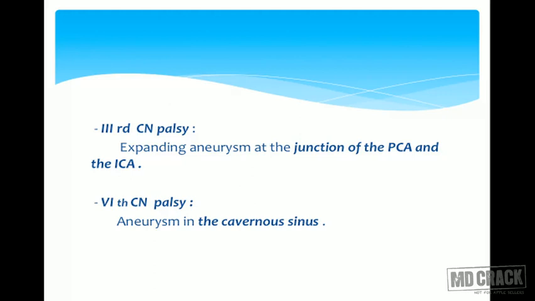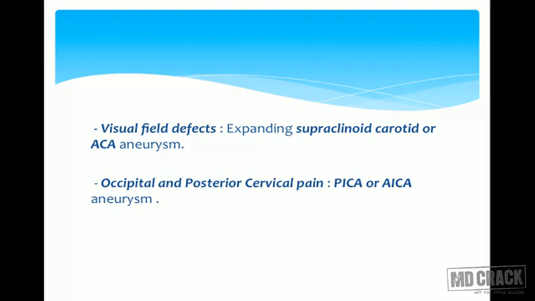So again, that patient, before presenting as a subarachnoid hemorrhage, may present with clinical features of sixth nerve palsy. Again, some patients may present with visual field defect when there is an expanding supraclinoid carotid and anterior cerebral artery aneurysm. So here again you have an MCQ.